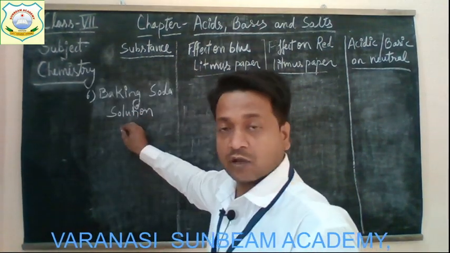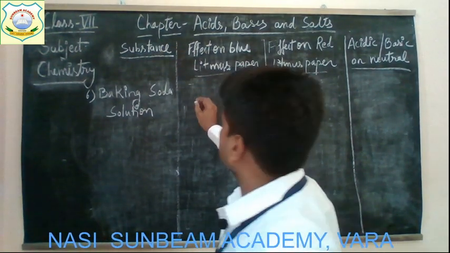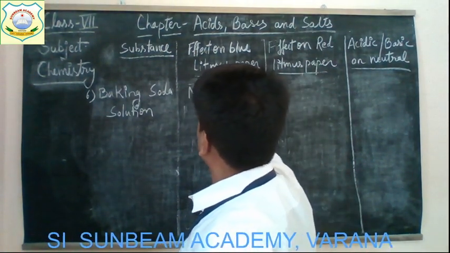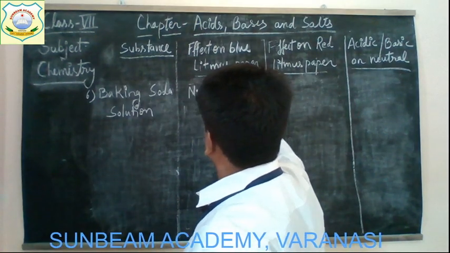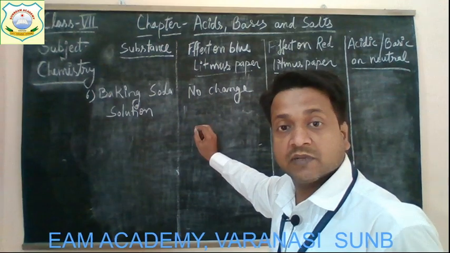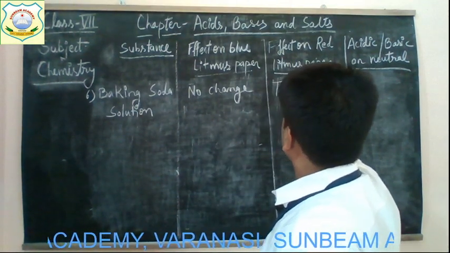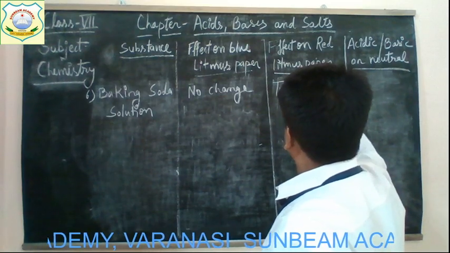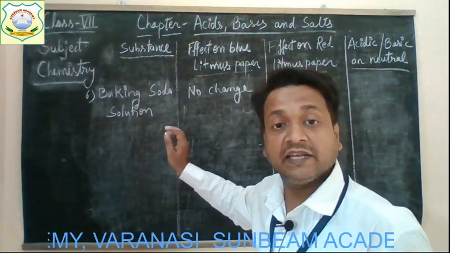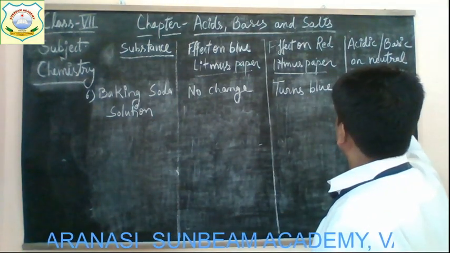So when we put a drop on blue litmus paper, no change occurs. And when it is kept on red litmus paper, it turns blue. So this indicates that the nature of baking soda solution is also basic.